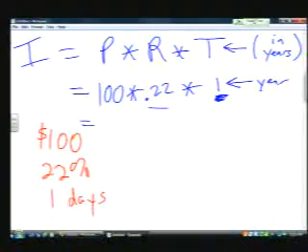Now let's figure it out for 1 day. So instead of multiplying by 1, if we want to do exact interest, it's going to be 1 over 365. So in other words, we've got to take that $22 and divide it by 365. Let's see, Rachel, if you can do that faster than I can here. Take $22 divided by 365. What'd you get?